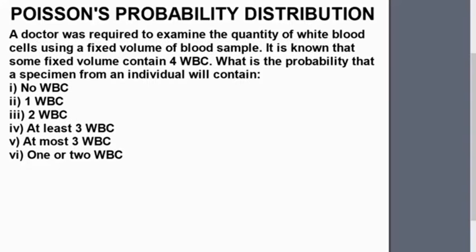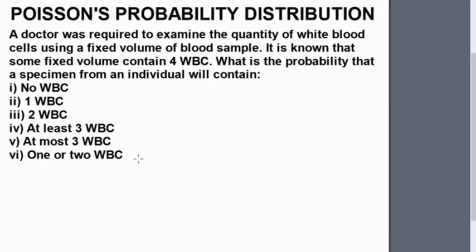Okay, so having done that, let's look at the question we have here before we get the calculator. The question says a doctor was required to examine the quantity of white blood cells using a fixed volume of blood sample. It is known that some fixed volume contain 4 white blood cells. What is the probability that a specimen from an individual will contain no white blood cell, 1 white blood cell, 2 white blood cells, at least 3 white blood cells, at most 3 white blood cells, and 1 or 2 white blood cells? Okay, so guys, very simple. I'm going to show you now.